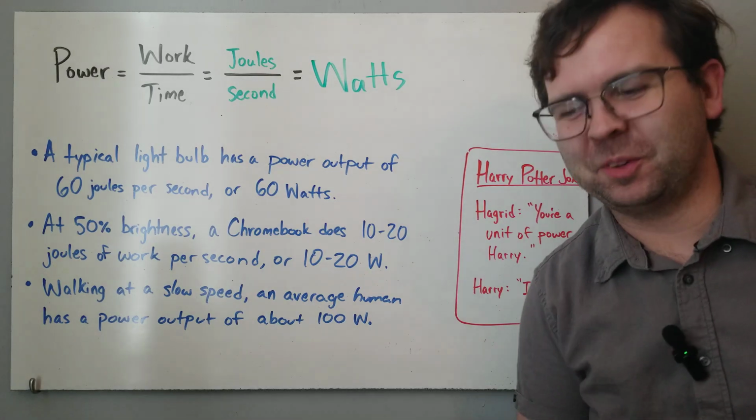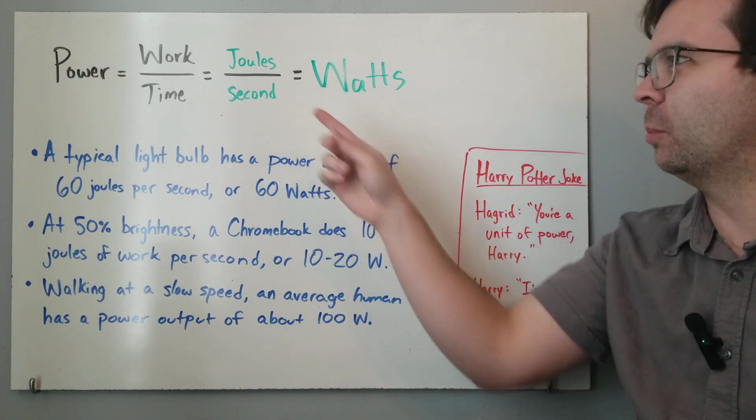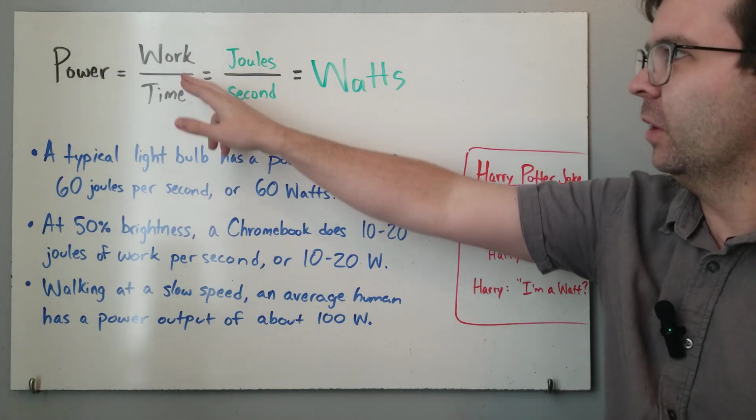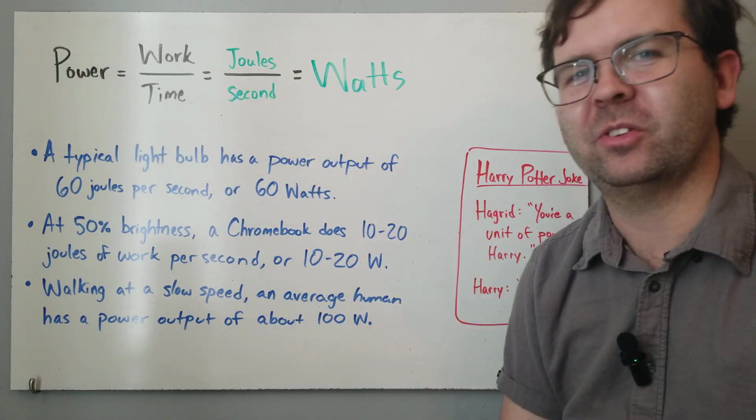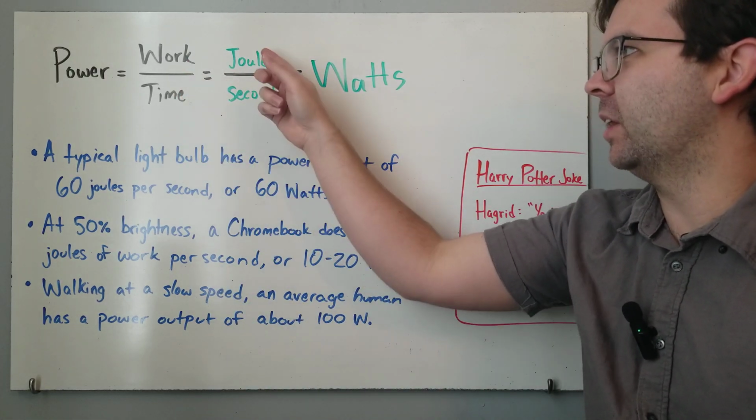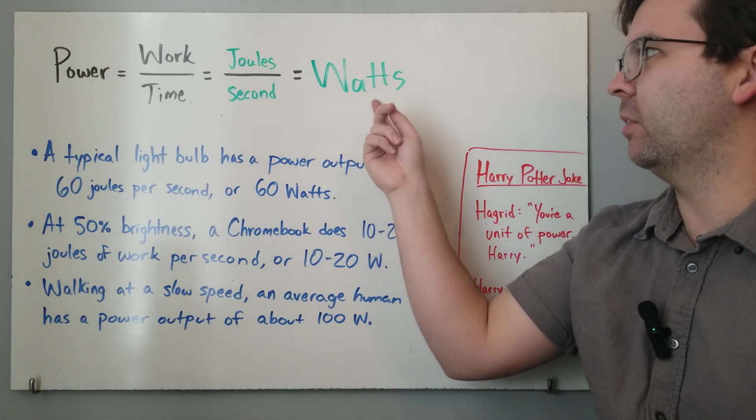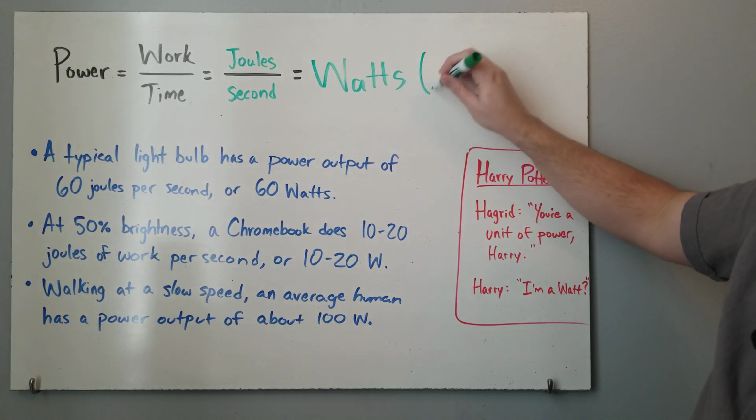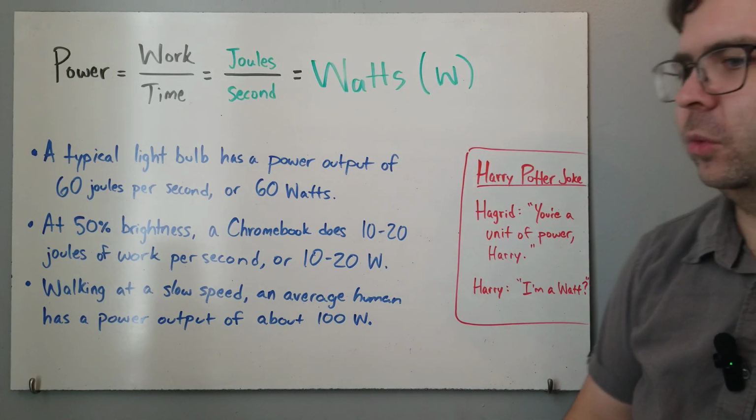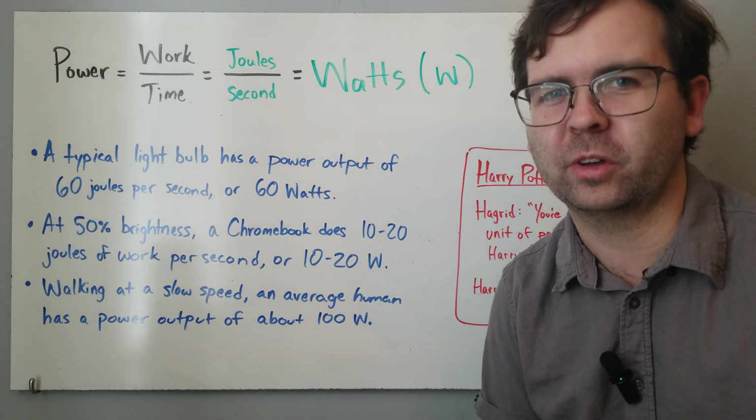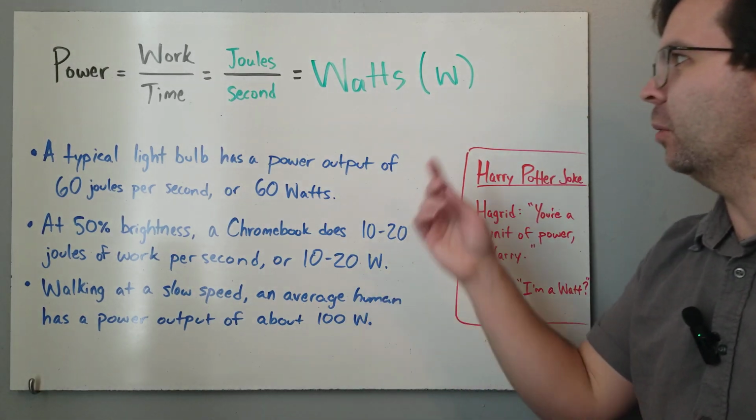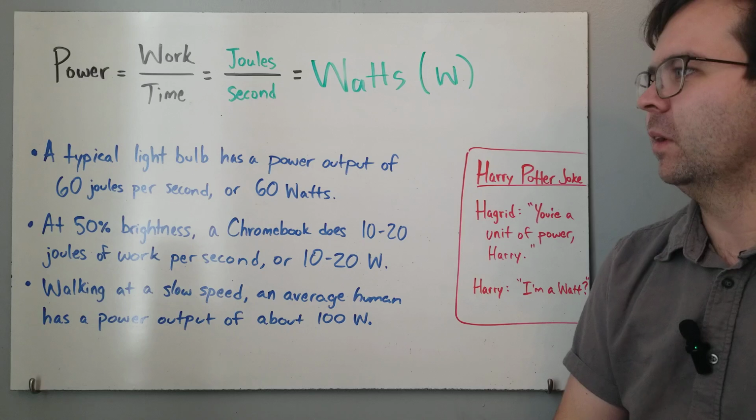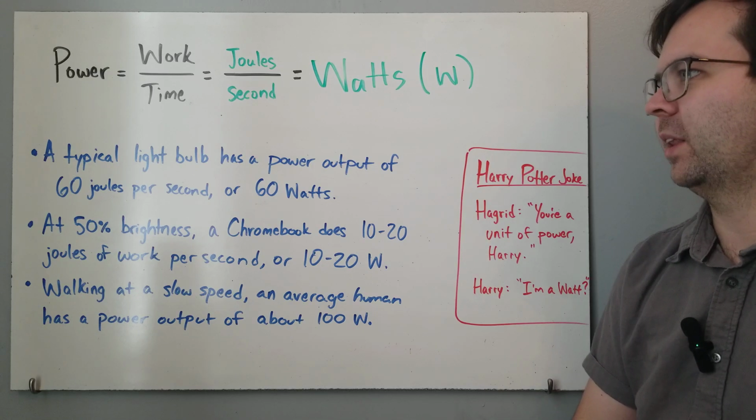So power is typically measured in watts, which is a joule per second, because work is joules and time we measure in seconds. And so work divided by time, joules per second, and we have a new unit for that called watts. And watts is abbreviated with a capital W, which is a little confusing because work is also capital W, but when we talk about units of measurement, it's a capital W for watts.